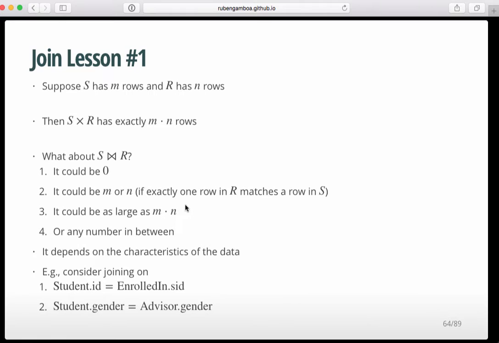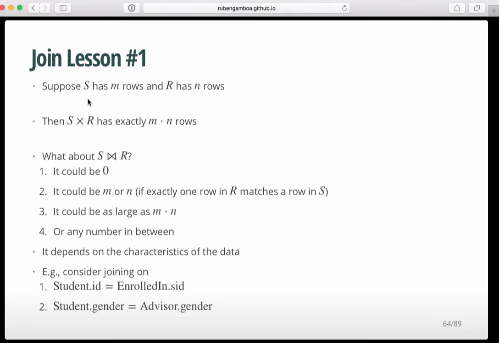But before I set you loose on that, I just want to mention a few things that I hope you can really kind of internalize about joins. So I call this little join lessons, okay? So let's start with a simple one. Suppose that I have a table called S that has M as in Mary rows and R that has N as in Nancy rows, okay? Then if I take the cross product, this is just discrete structures, 2300. If I take the cross product of S and R, then I end up with exactly M times N rows, okay? Sure, I'm sure we can believe that.